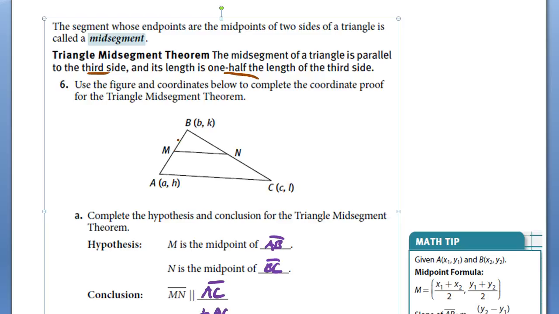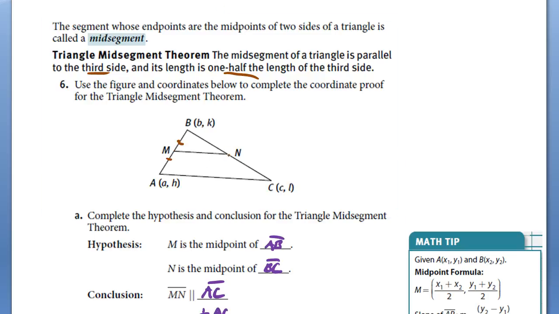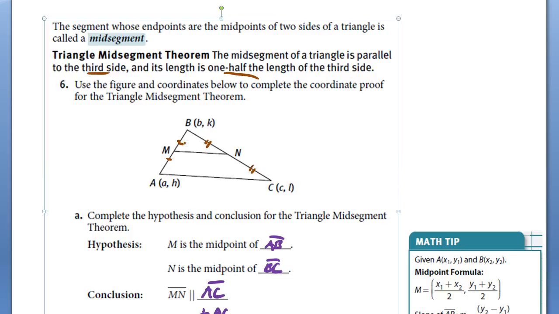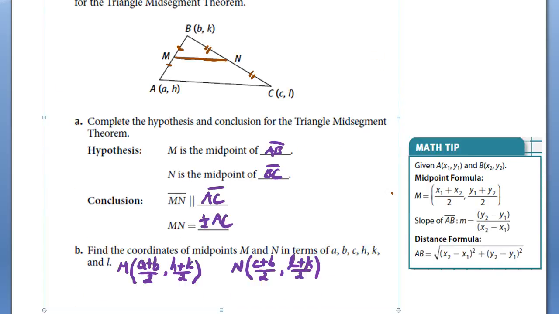Point M is located as the midpoint of that side. Point N is the midpoint of that side. So this segment, MN, is called the midsegment of triangle ABC. We know that that midsegment is parallel to that third side, and we know that the length of that brown line is half the length of that third side. That's what the triangle midsegment theorem is telling us about that midsegment. Okay, now it asks us to prove that theorem.